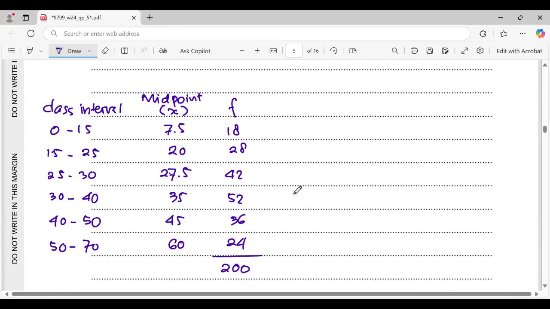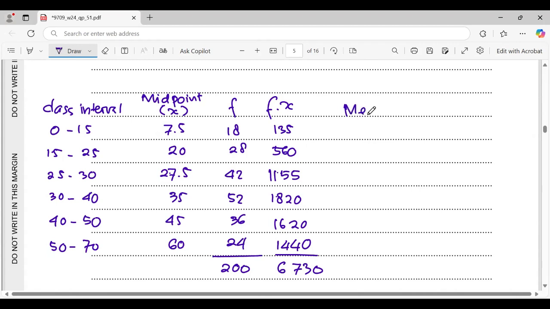After that, f times x. 7.5 times 18 is 135, 560, 1,155, 1,820, 1,620, 1,440. And this is 6,730.